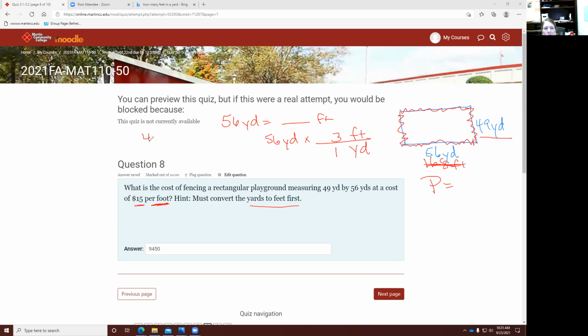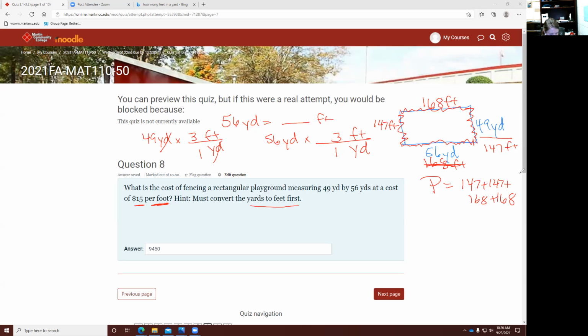And we do the same thing for 49. 49 yards. I want to get rid of yards and go to feet. I know 3 feet in 1 yard. 49 times 3 is 147 feet. Now, how do I find the perimeter of this? Well, if I know this side is 147 feet, this side is also 147 feet. And I know if this side is 168 feet, this is also 168 feet. Well, how do you find the perimeter of a shape? You add all the sides. So I'm going to add 147 plus 147 plus 168 plus 168.